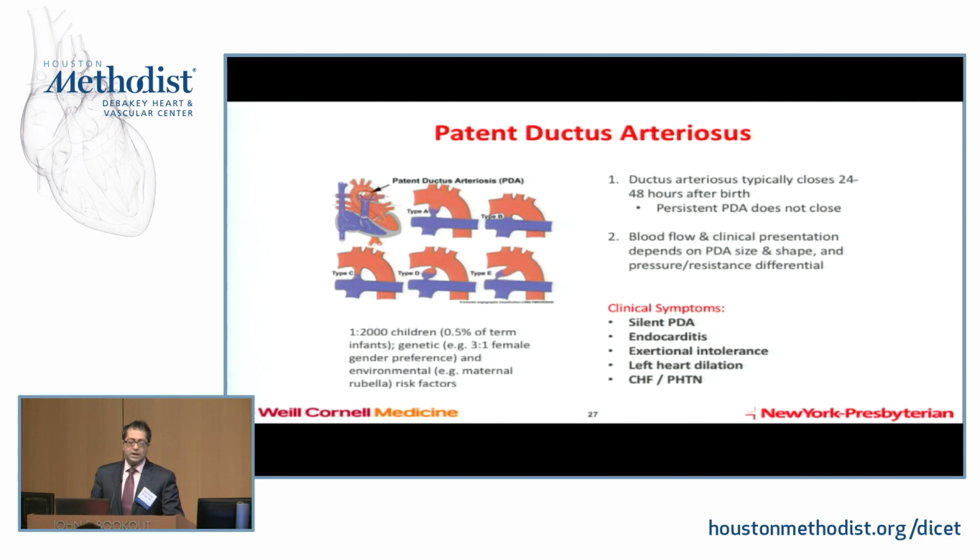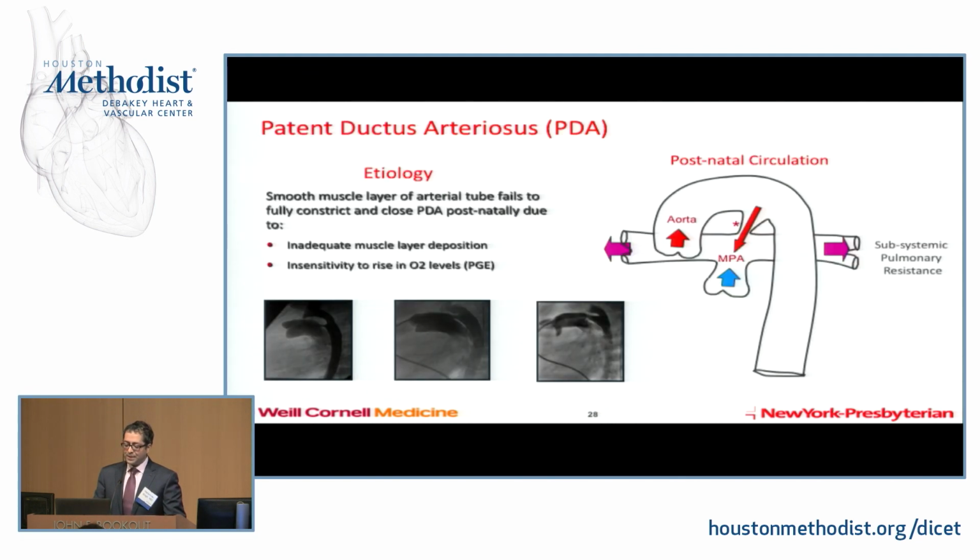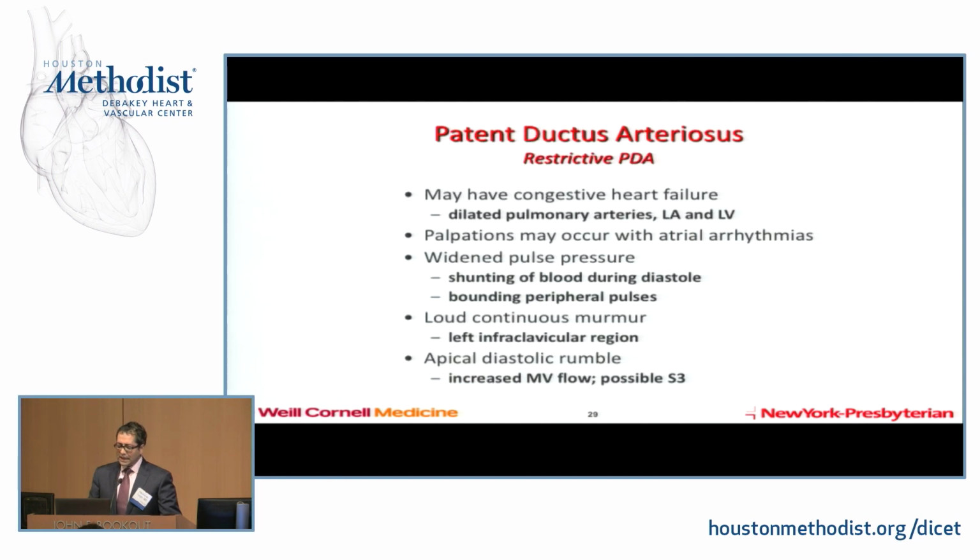The clinical symptoms that can develop after a PDA range and depend upon the size and the shape of the PDA, in addition to the same issues of vascular resistance. Some are silent and asymptomatic, where you hear a murmur or just pick it up on echo, others get some mild exertional intolerance, all the way to the large shunts that cause left heart dilatation and pulmonary hypertension. And just similar to VSDs, there is an increased prevalence of endocarditis with the presence of a PDA than in the absence of one.